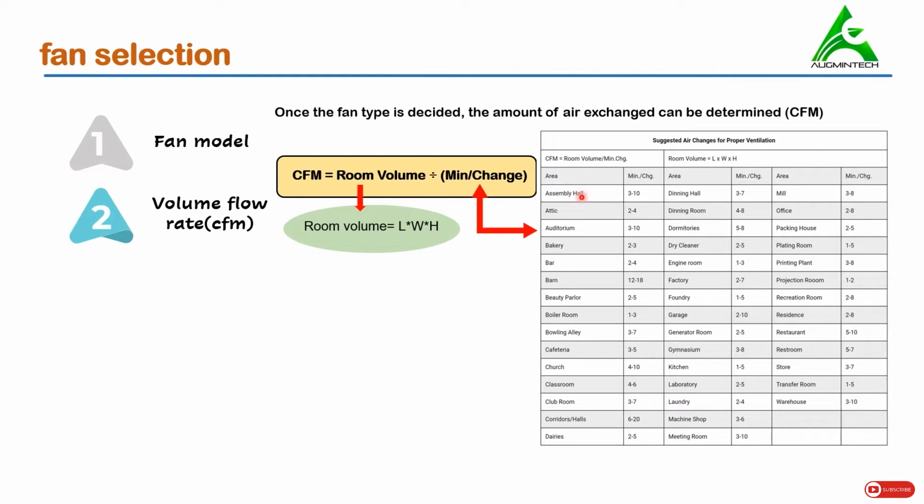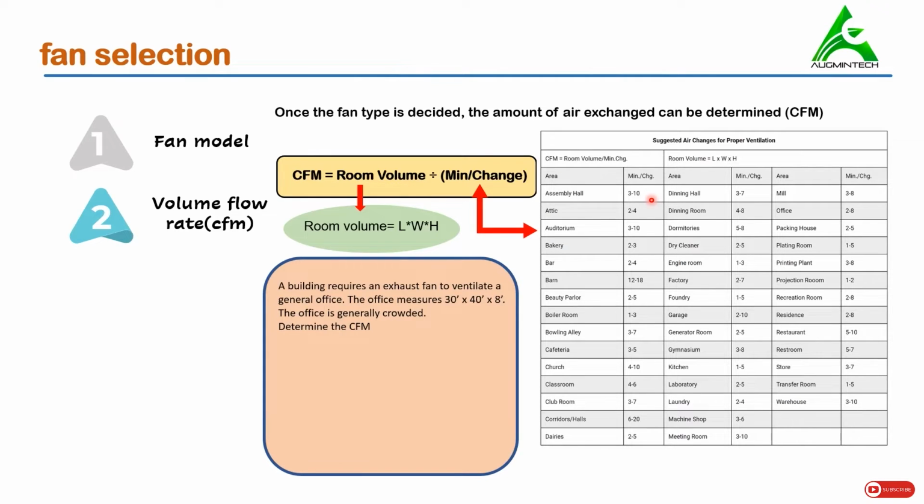So let's say for an assembly hall, we can select any value between 3 and 10. So let's say if we select 5, this means for an assembly hall, every 5 minutes, the entire amount of air inside the room is supposed to be changed by fresh air.